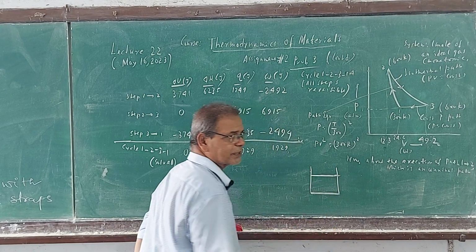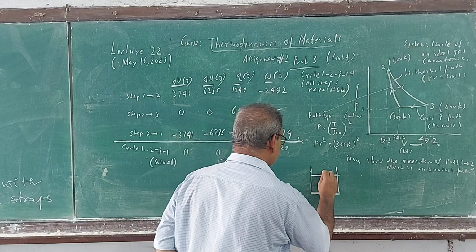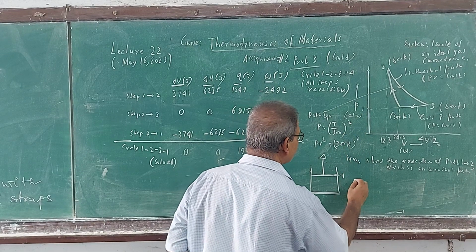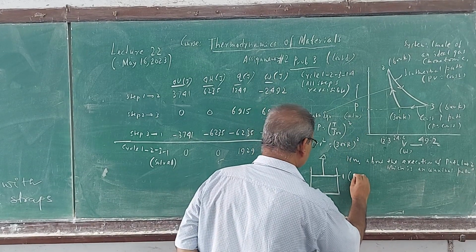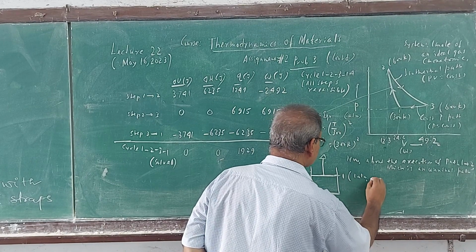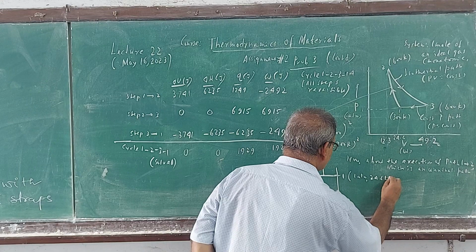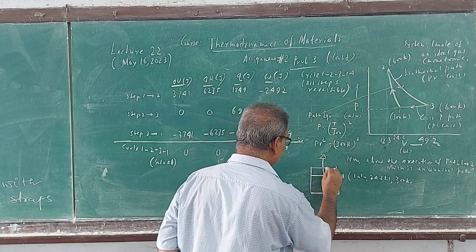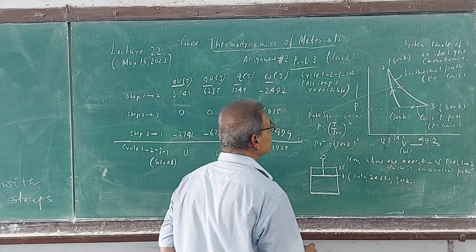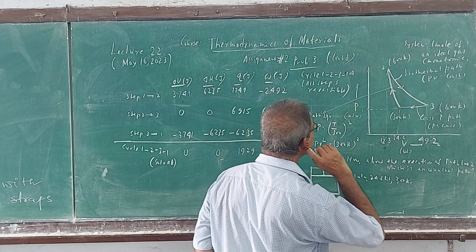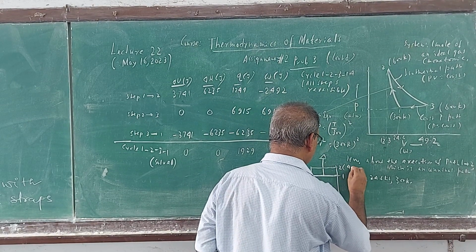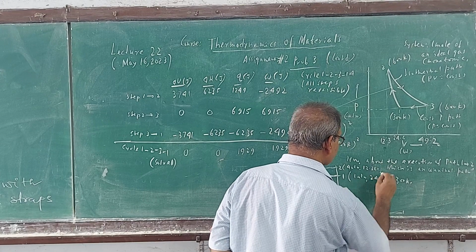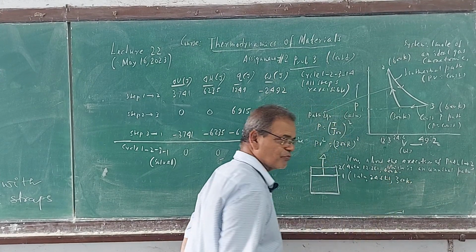What is the peculiarity of this path? That's why I start simple-minded. State one, which you know very well. Assign the pressure as 1 atmosphere, the volume as 24.6 liter, and the temperature as 300 Kelvin. This you have to expand to state 2, reversibly. Next is 4 atmosphere, with volume 12.3 liter and temperature 600 Kelvin. So you proceed.